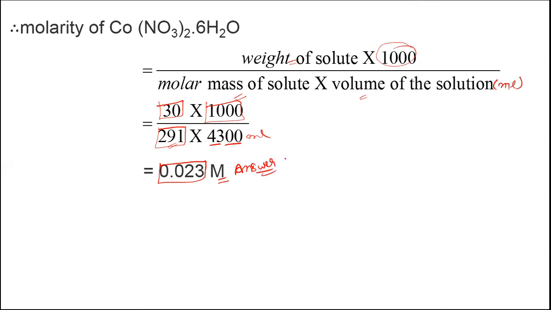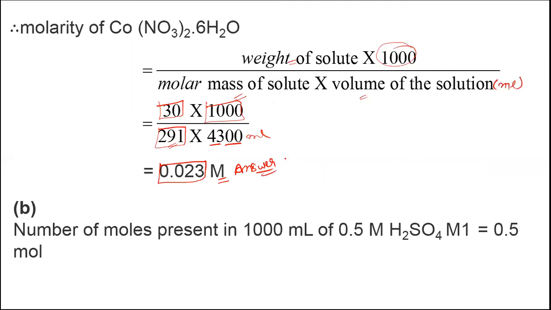Okay, now B part, number of moles present in 1000 ml of 0.5 molar H2SO4 is 0.5 mole. So we consider here M1 is 0.5 molar. Okay, now volume here is 30 ml. Okay, so V2 is 500 ml, that is already given in the question. Okay, now we have to calculate the molarity, that is M2 final molarity.